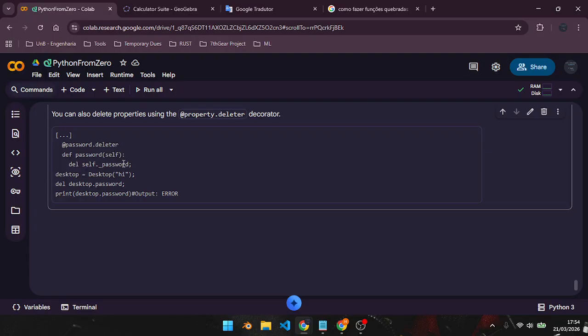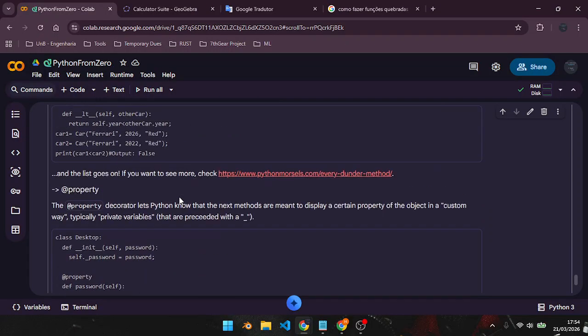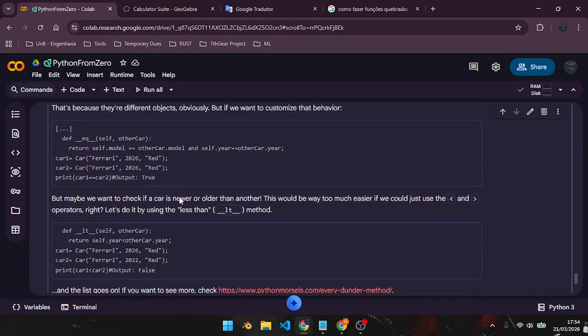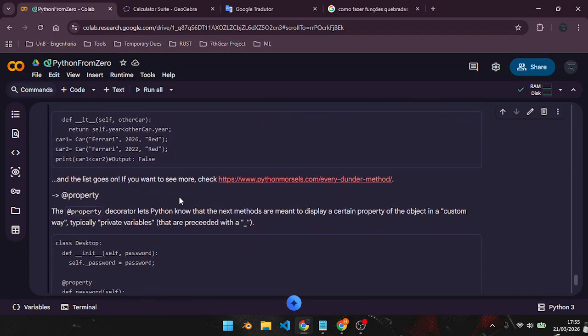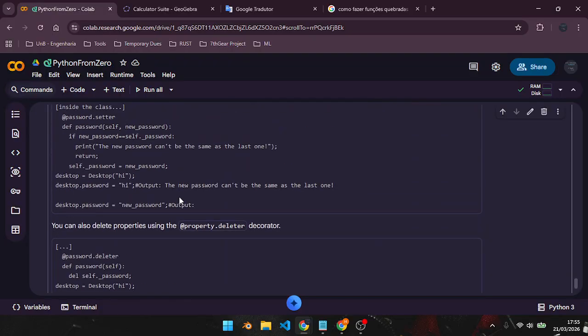Delete self password. So here, create a desktop, set the password as hi, and then try to delete the password from the desktop. And very interesting, when you try to print the password again, it's gonna give an error. So yeah, it was really deleted for sure. I'm pretty sure all those things have a very crucial role in actual big software. It's just very hard to learn these things.